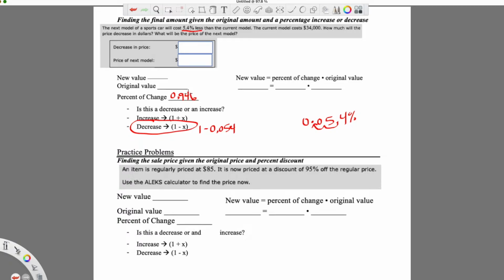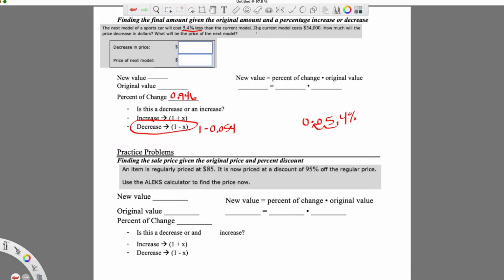So if I turn this back into a percentage, it would be 94.6%. So since it's not 100, it's less than 100, that's also telling me it went down. It's a decrease. Remember, the 100 stands for the item cost, whatever it was. So if it's smaller than 100, that means that it went down. If it's larger than 100%, that means that it's an increase. So that's just another way to look at that. When I have that 0 in front, that means decrease. If it's 1 or more, that means it was an increase.